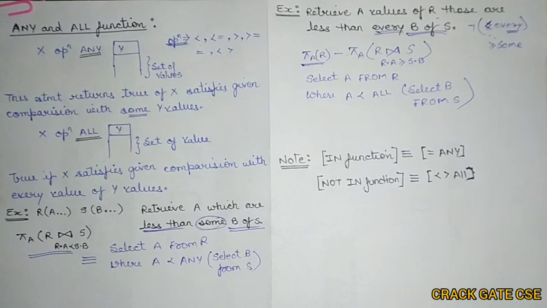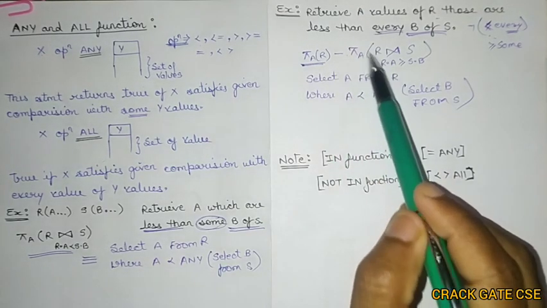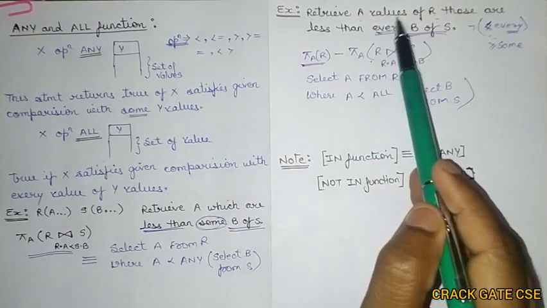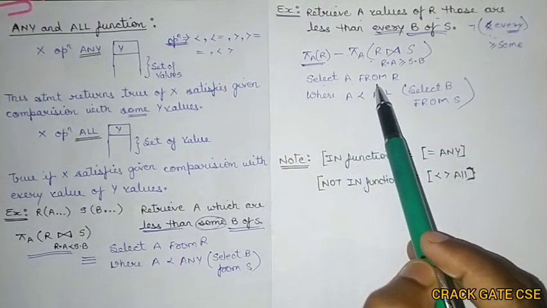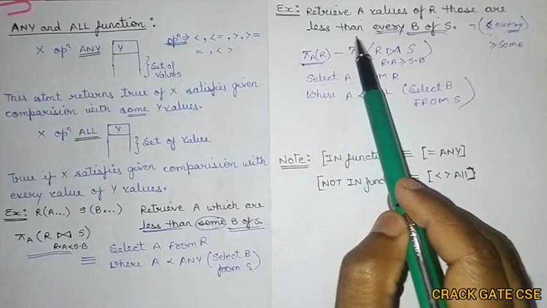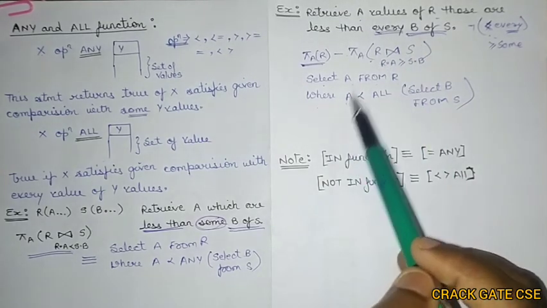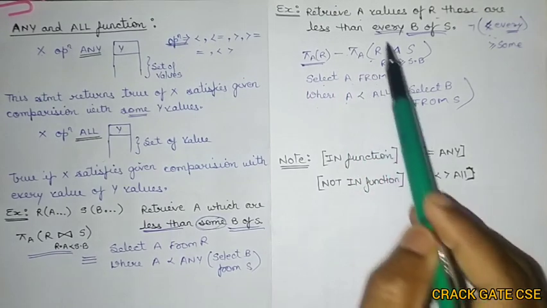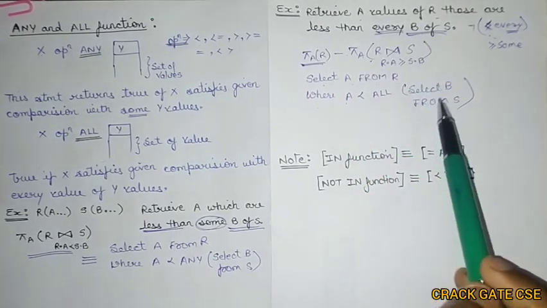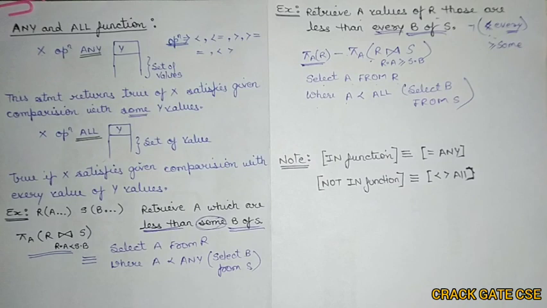I hope you got how I'm writing it. Just go with this statement. We have to retrieve a values of r, that means retrieve a from r, those that are less than every b. So we have to compare a with b, that means where a is less than, every means all, b of s means this. So this way you can write it out.